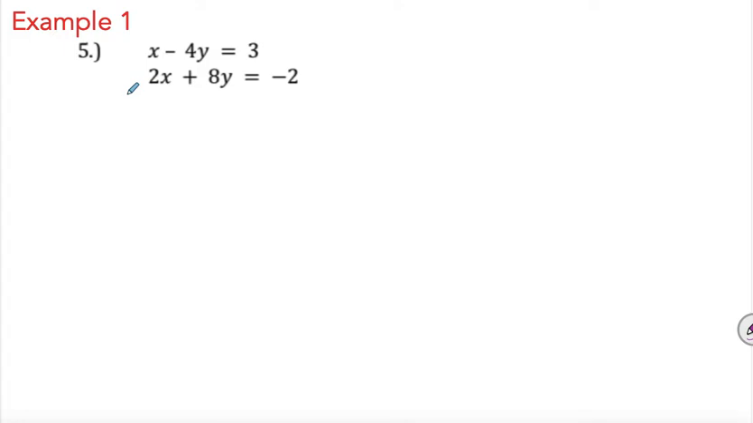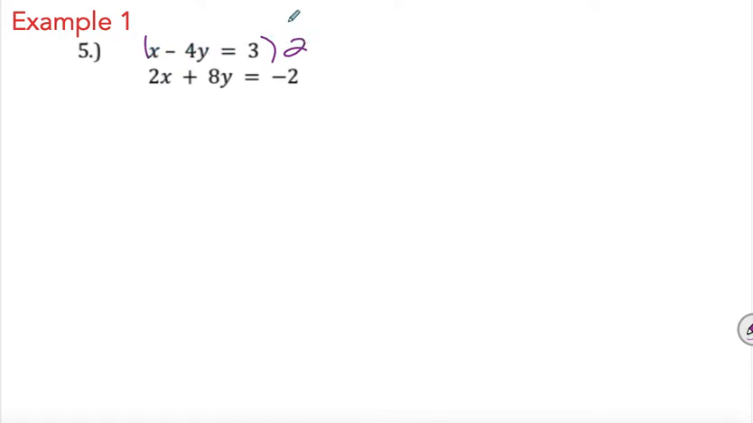So you want to ask yourself, how could I easily get these equations ready to cancel? What I notice is that my y's are factors of each other, like 4 and 8, and one's positive, one's negative. So I could easily multiply this top equation times 2 to make these y's opposite coefficients. So let's see what happens here.